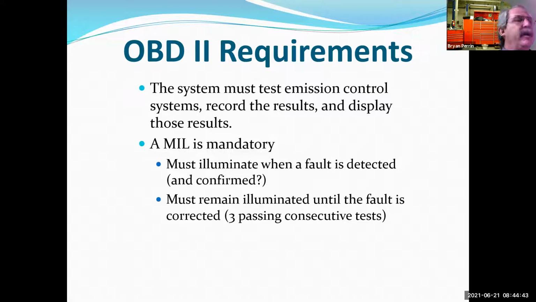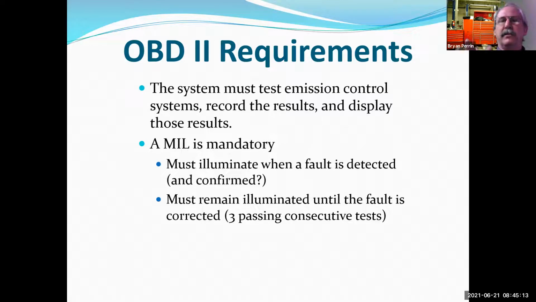So in other words, the check engine light is going to come on in most systems after it fails a minimum of twice. That's what they mean by confirmed. And then it can't go out until the system is tested 3 times and passes 3 times in a row. So this got rid of the problem we had with OBD1, where the light's on, the light's off, the light's on, the light's off. At this point, if the light's on, there's a fault that is diagnosable.